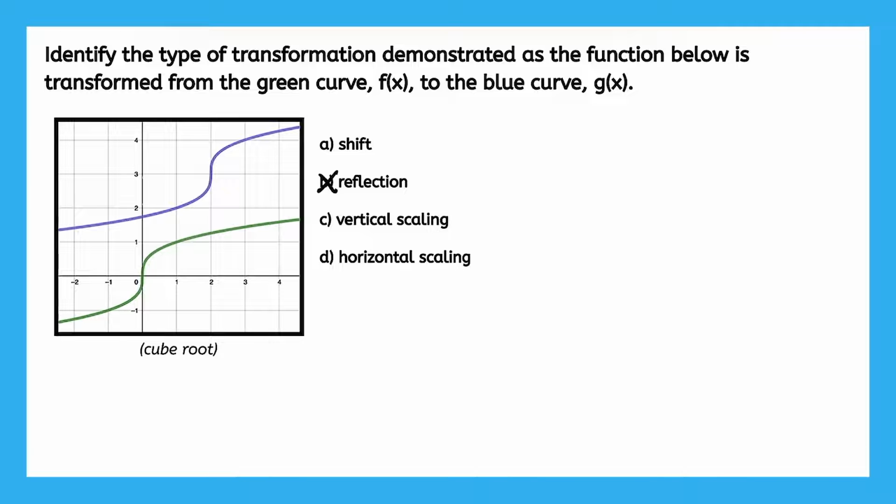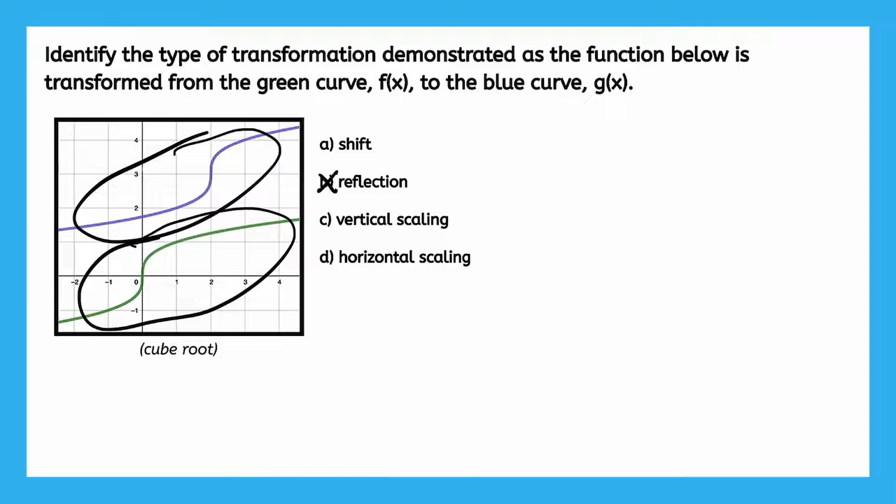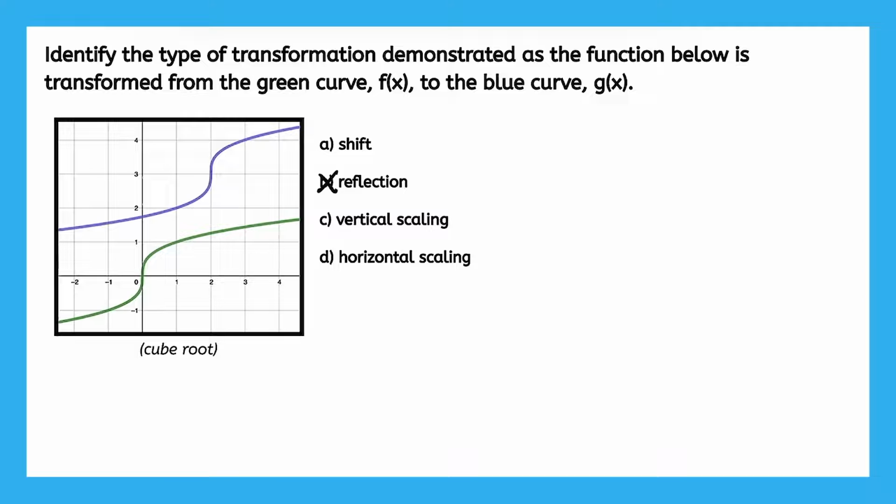And is the green curve compressed or stretched to give us the blue curve? Definitely not, because the green curve and the blue curve are the exact same shape. So C and D cannot be the answer, which means that this is a shift to the right and up. How many units to the right and up? Although you don't need to say this as part of your answer, looks like we went 2 units to the right and 3 units up to get the blue curve.